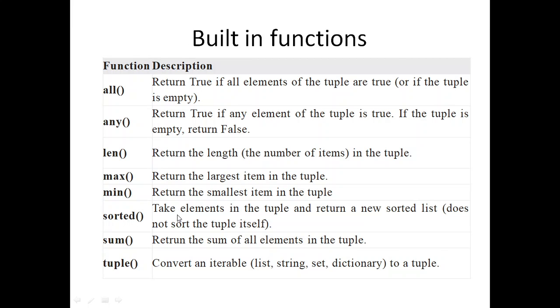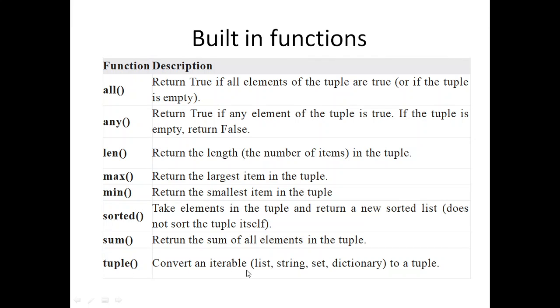Then sorted. It takes elements in the tuple and returns a new sorted list. You have to note that it is returning a list, not a tuple. So it does not sort the tuple itself; there won't be any change in the tuple. We will see that example and you will understand. So sorted will return a new sorted list. If you give an unsorted tuple, it will sort it and return a list. Then sum will return the sum of all elements in the tuple.